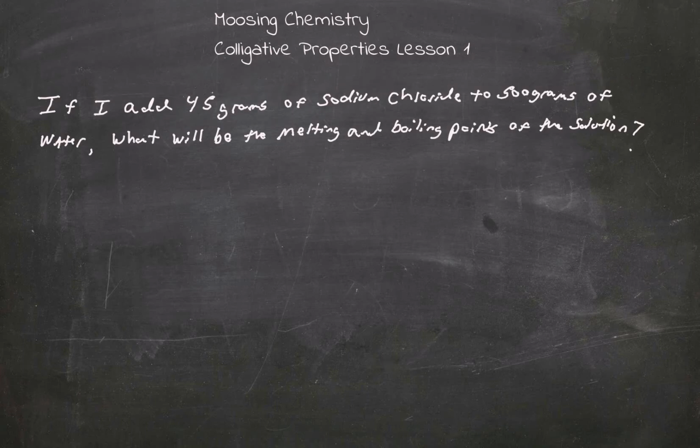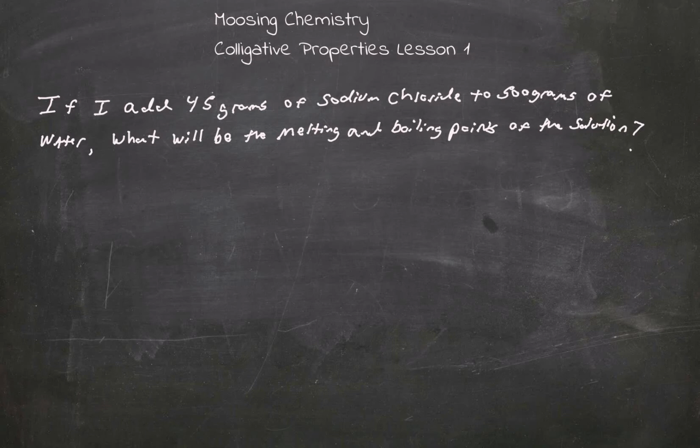Well, let's look at this problem. If I add 45 grams of sodium chloride to 500 grams of water, what will be the melting and boiling points of the solution? So when you involve colligative properties in a solution, you can either raise the boiling point, or lower the freezing point of a solution.